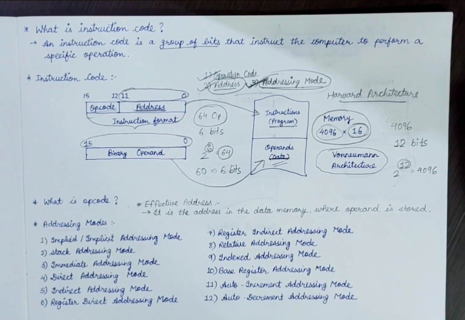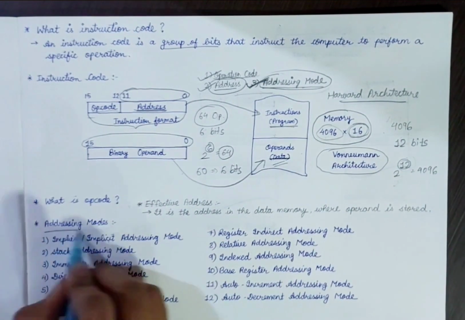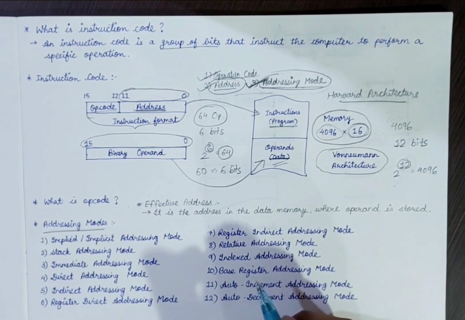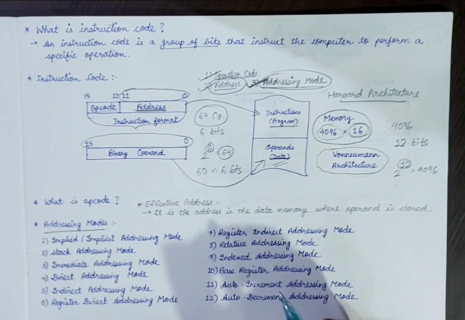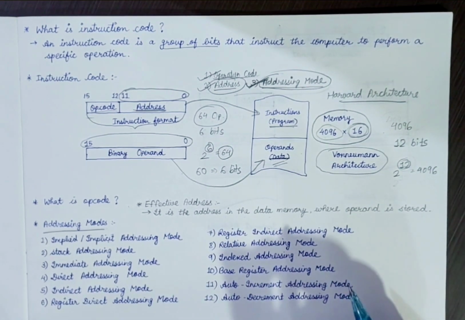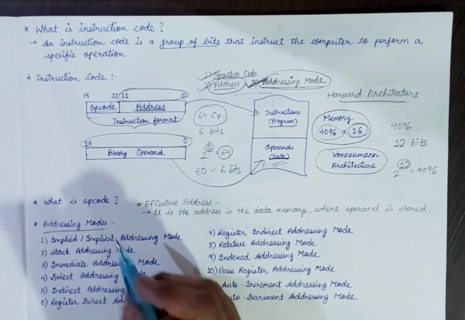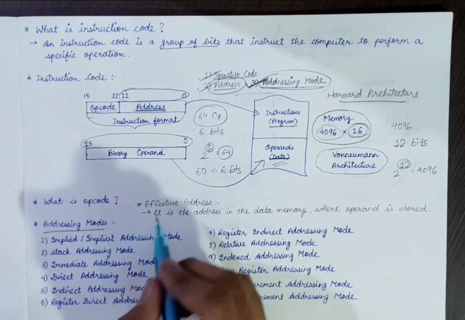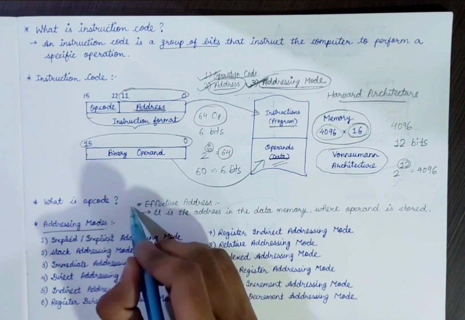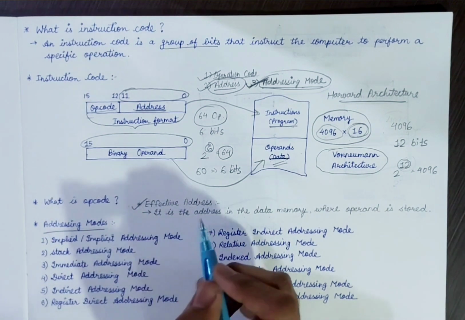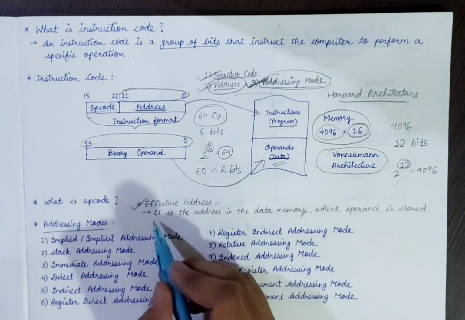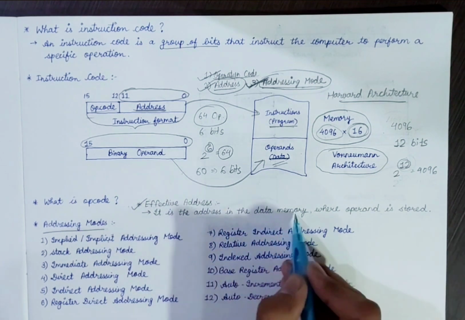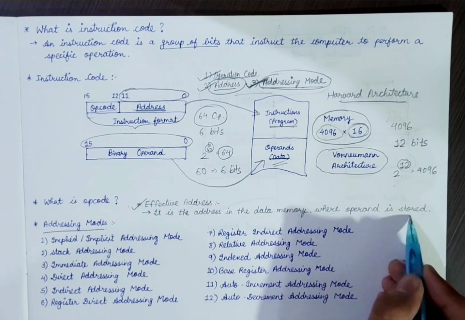So now we will move on to our next topic, that is addressing mode. As I said, the different ways of specifying the location of an operand in an instruction are known as addressing modes. Before starting the addressing mode, we will see a term that is known as effective address. So what is effective address? It is the address in the data memory where the operand is stored.